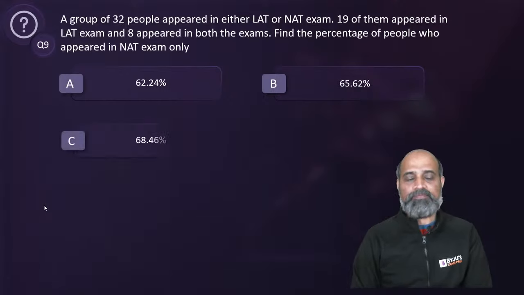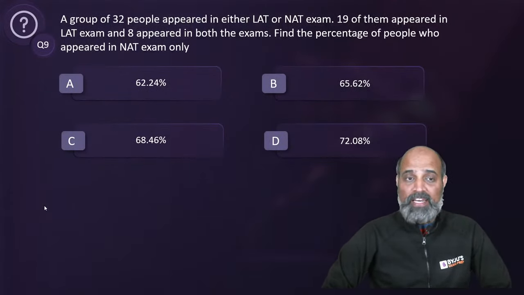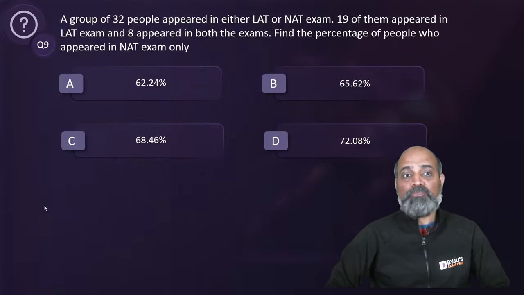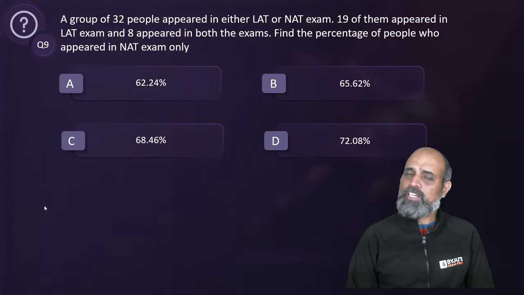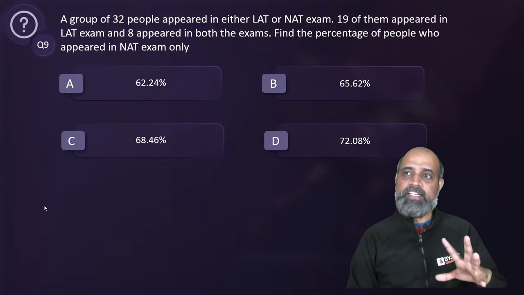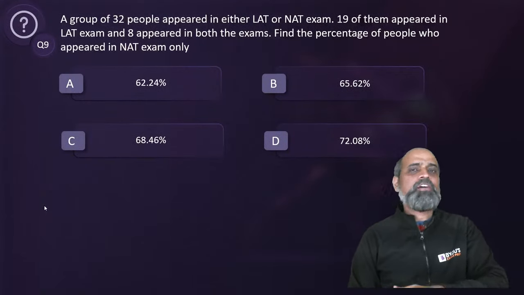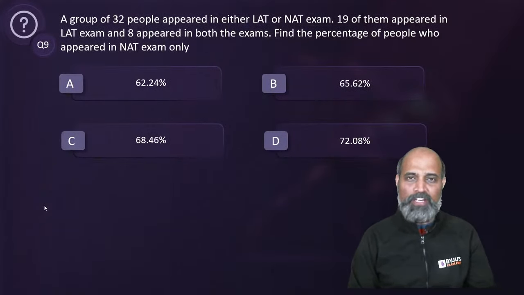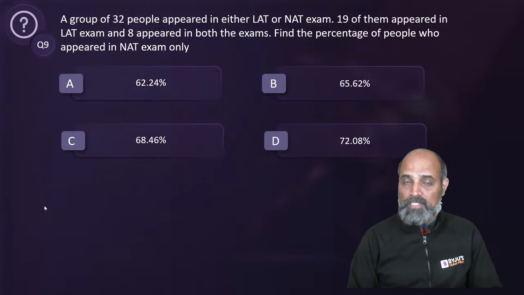Next one. A group of 32 people appeared in either LAT or NAT exam. 19 of them appeared in LAT and 8 appeared in both the exams. Find the percentage of people who appeared in NAT exam only. Set theory. So don't calculate in terms of percentages from the very beginning. Work in terms of values. Percentage last step mein karna. Remember previous wala 54% of 2500 last step tha. Before that we were working on actual values. Do the same thing here.